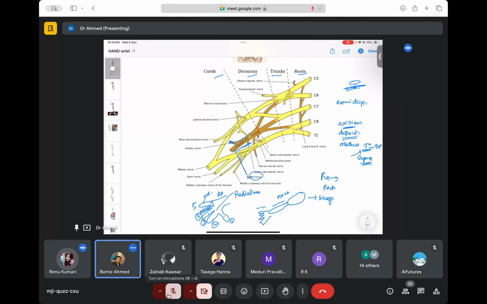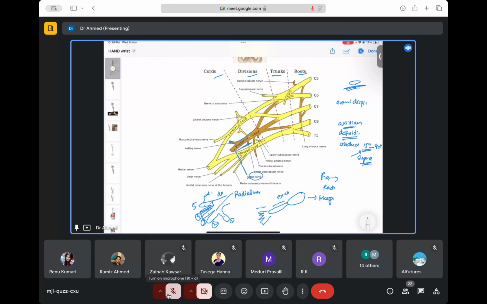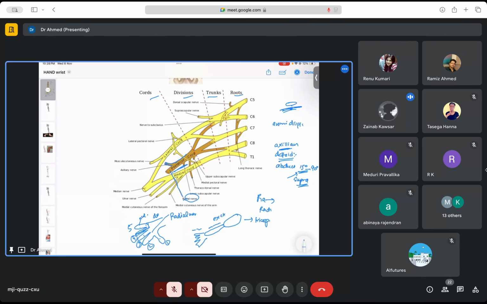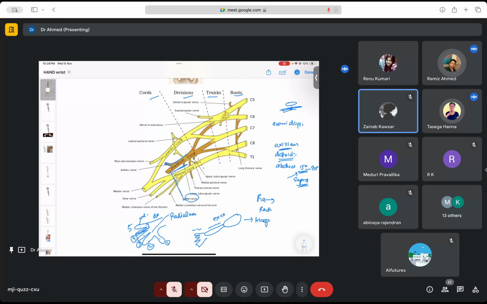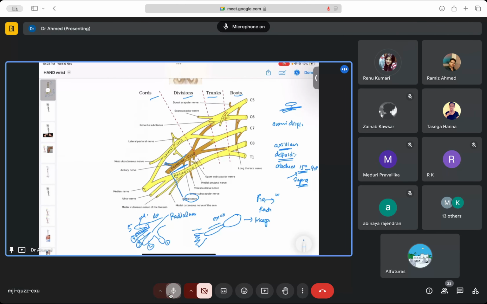Okay. So for example, if we have any lesion to the radial nerve, it means extension would be lost. So we'll be seeing a condition. What's the name of that? Wrist drop.